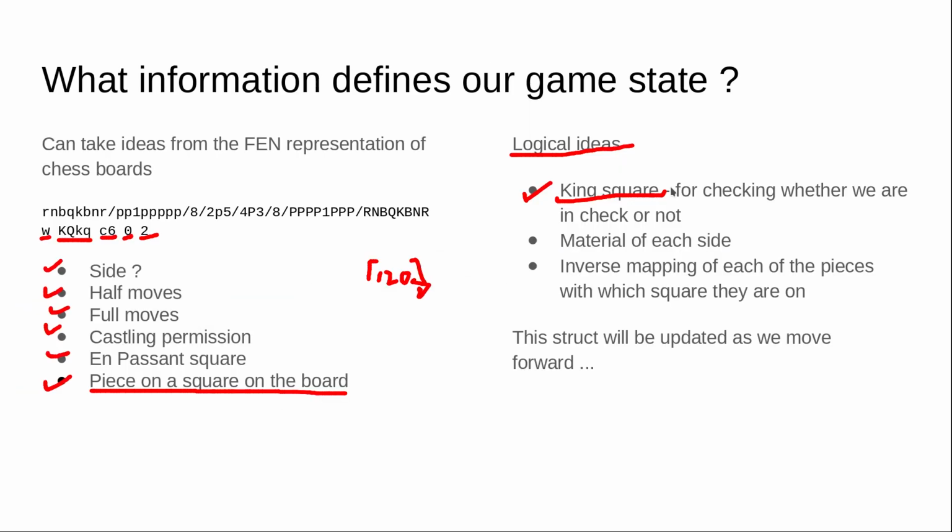Okay, so this is going to be something like an array with two integers, which will represent the black king's and the white king's square respectively. This is a quick way of checking whether we are currently in check or not. And the second thing, which is very much logical, is your material.